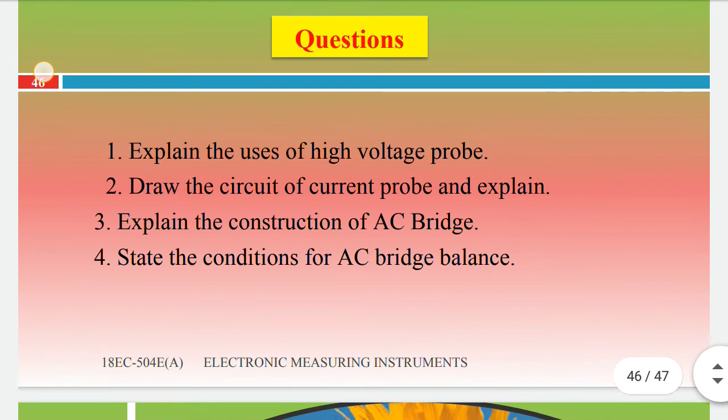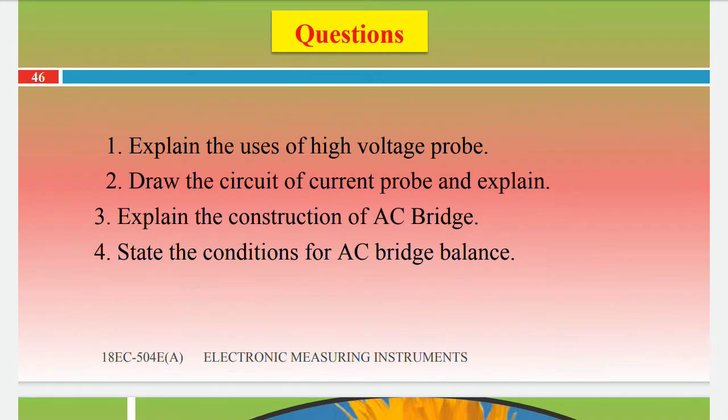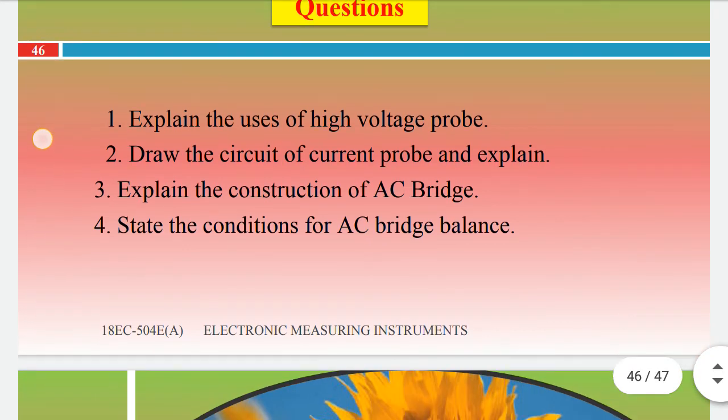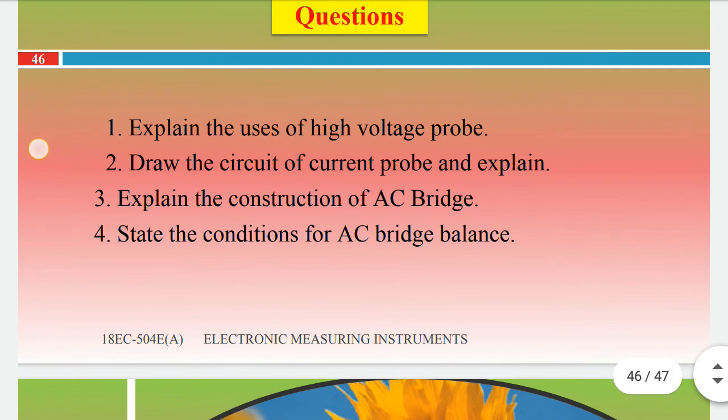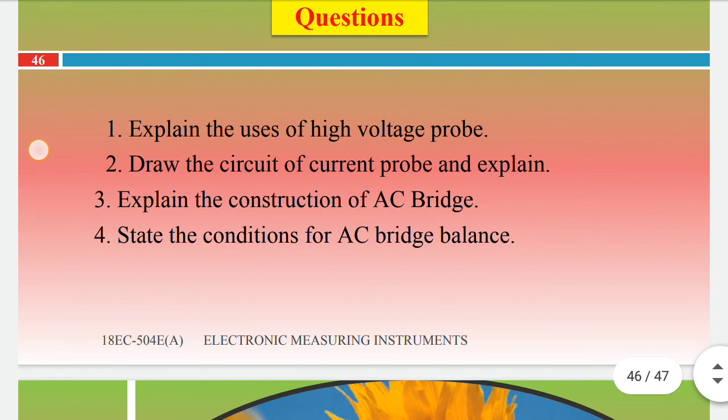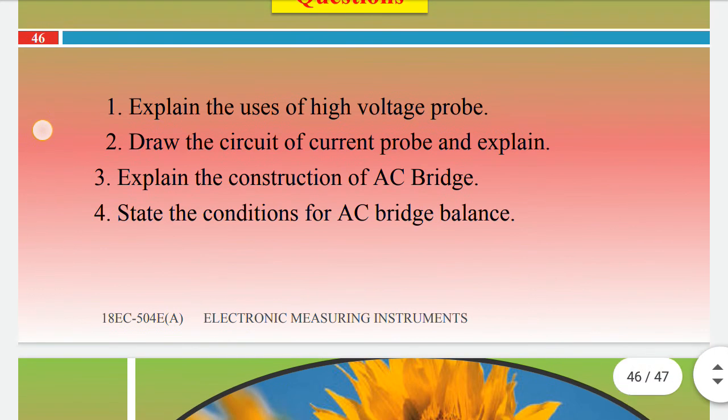Now the frequently asked questions are: explain the use of high voltage probe, draw the circuit of the current probe and explain, explain the construction of AC bridge, and state the conditions for the bridge balance. So these are all the questions frequently asked in the exam.